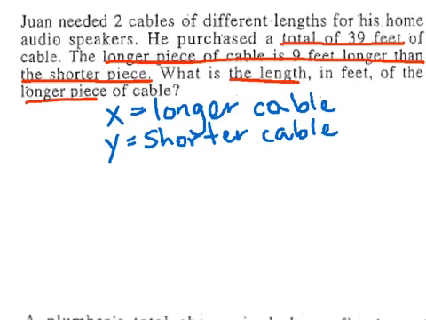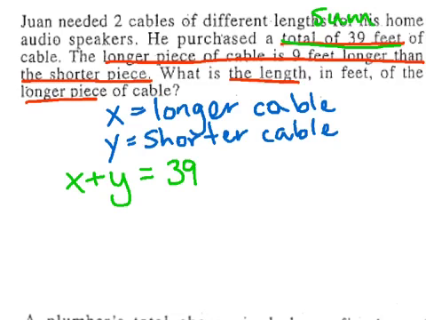So if we know that there's a total of 39 feet of cable, that is the sum of the 2 cables. So that means x plus y equals 39. And then the longer piece of cable is 9 feet longer, so the longer piece equals 9 feet longer than the shorter cable. So the shorter cable plus 9.